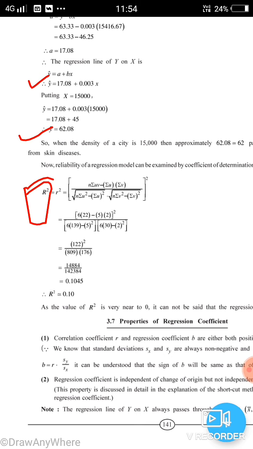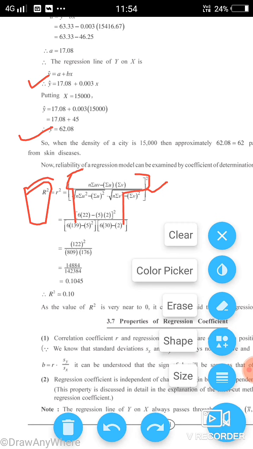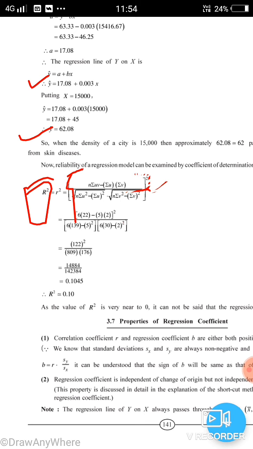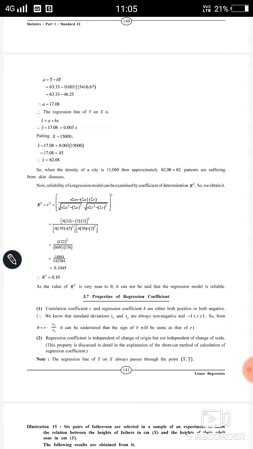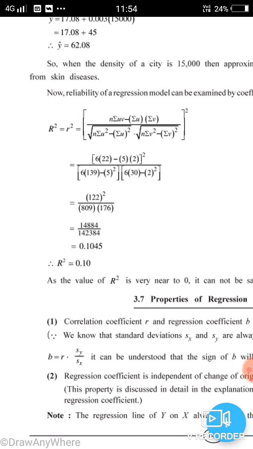For the reliability we write down the formula of r square. In this we have taken the UV method, so after writing the formula we just make the whole square of the entire formula, right? Now, after squaring the formula we will put up the values. Here there is also a square root, so the whole square will already be cancelled. So then this simplification, this simplification, and then we get r square is equal to 0.10. The main working comes here only, these two steps, right? So this is how we can find out the coefficient of determination.